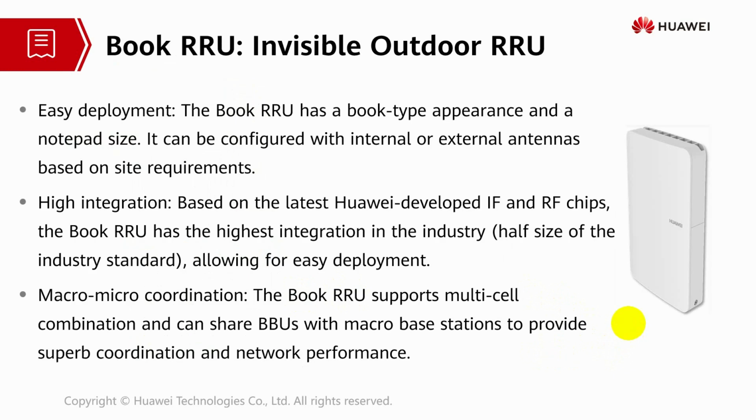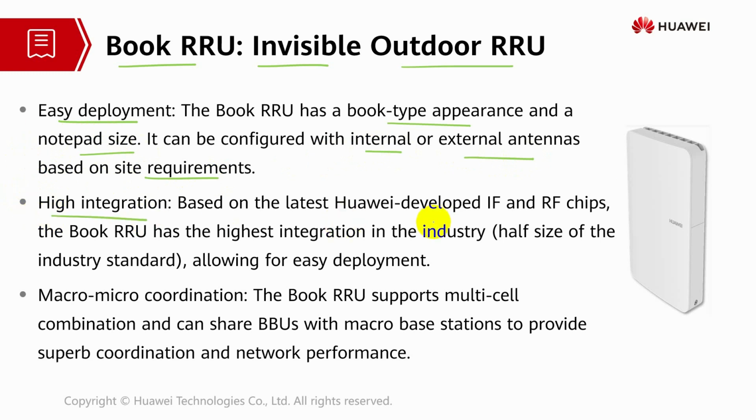Let's go through book RRU. Book RRU is one solution and is only available as an outdoor RRU. What is the difference from the RRU that we spoke of earlier, the 5258? This outdoor RRU is invisible and quite flexible, easy to deploy. The book RRU is basically a book-type appearance and it's notepad size. It can be configured with internal and external antennas based on the on-site requirement. It also comes with high integration.